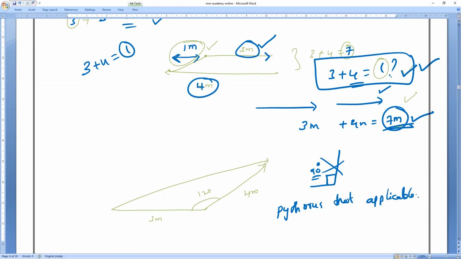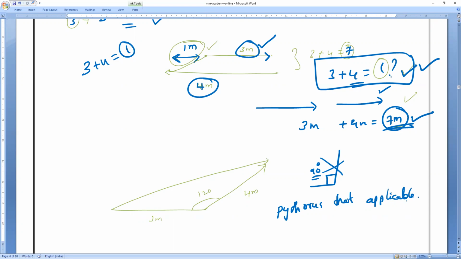We have to go with the head to head, parallel shift method. That is what we will discuss in our next class: vector addition by using the head and tail method and the different methods we use for addition of vectors, we'll discuss in tomorrow's class. Is it okay, everybody?